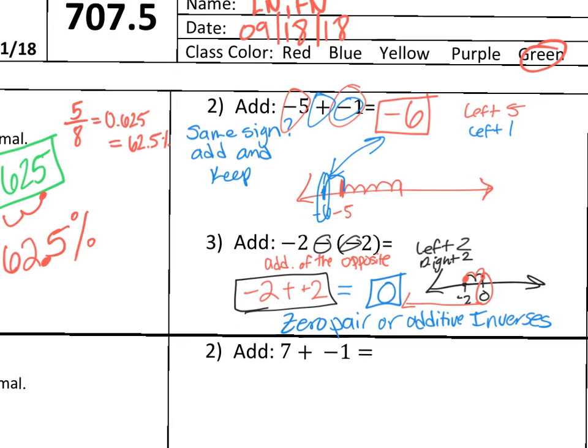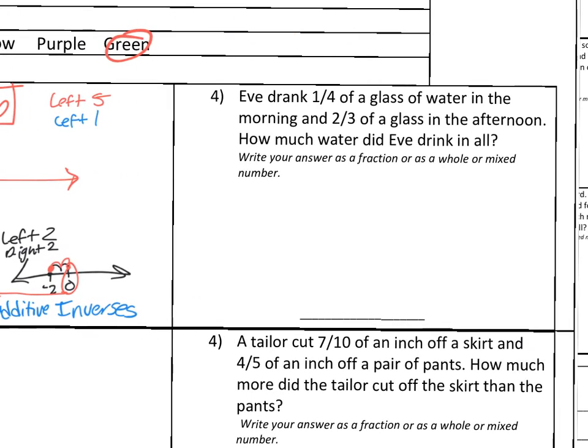Now I'm going to do number 4. Eve drank 1/4 of a glass of water in the morning. Okay, so she drank 1/4 of a glass of water in the morning, and 2/3 of a glass in the afternoon. How much water did Eve drink in all? So you're going to add these two together. One thing you can do is convert both of those into a decimal, and then you can add them together. But your answer says, write your answer as a fraction or as a whole or mixed number. So we still need fractions. Even if we were to convert these into decimals, they still want the answer in a fraction form. So we can't do that.